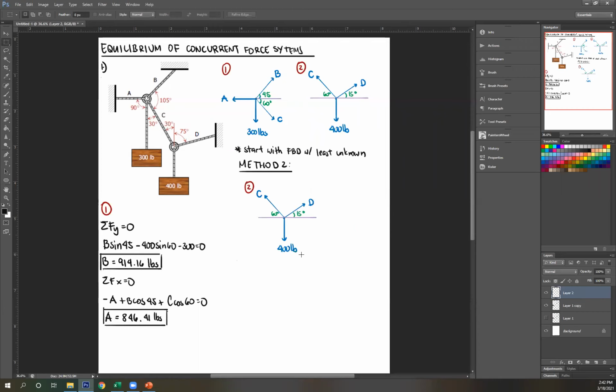Okay? So again, I'm going to rotate it. Either coincide your unknown with x or y axis. So let's say I want my C to coincide with either x or y. Okay? So I'm going to rotate this.